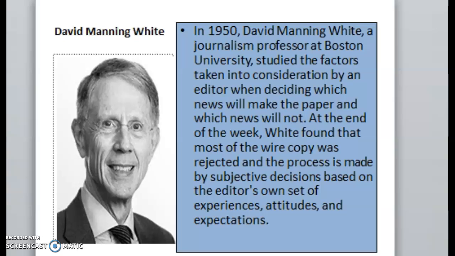He studied a specific person who was an editor of a paper, and for a week he had that person take notes as to why he put some things as news stories and why he did not. Such as maybe too sad, or too red, or too whatever the notes were, and figured out that the editor's experiences and attitudes really affect what they choose to be newsworthy.